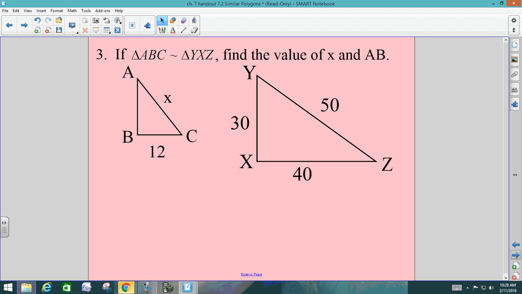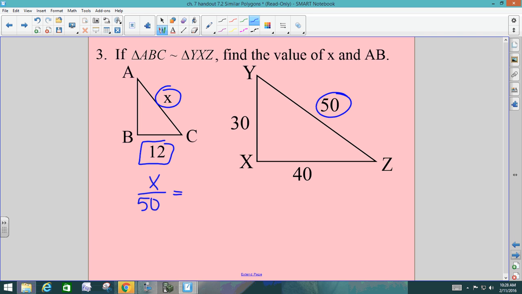So on number 3, it says if these triangles are similar, find the value of x and the length of AB. I like to start my proportions with the value I'm trying to find. So I'm going to pick x. X in that first triangle corresponds with which side in my second triangle? 50. So then x is to 50 as, now I have to come back. The only thing I have left here is 12. And does it go with 40? Yes. Make sure you double check with your congruency statement or similarity statement too. How do you solve a proportion?